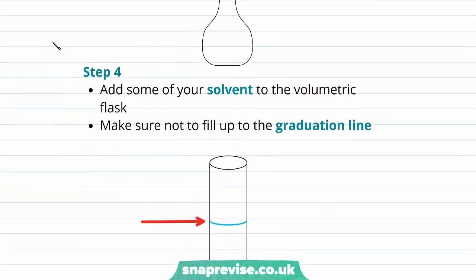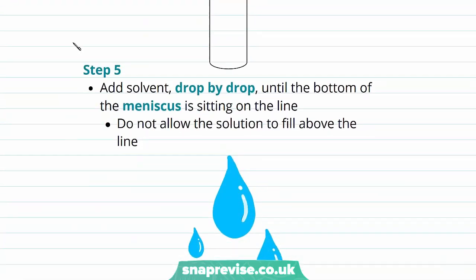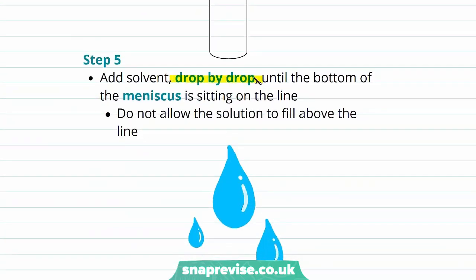In the fourth step, we add some of our solvent to the volumetric flask, making sure not to fill up to the graduation line. That's a line that you'll see on the neck of a volumetric flask. The fifth step is to add the solvent drop by drop until the bottom of the meniscus is sitting on that graduation line, ensuring we have just the right volume of solution. It's important to not allow the solution to fill above the line. If you do, you'll have to start the process all over again.